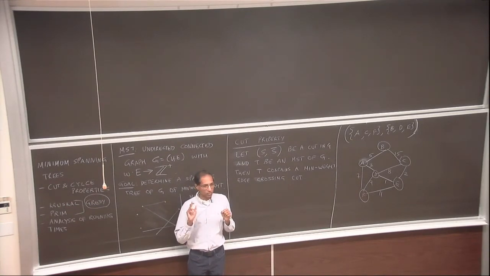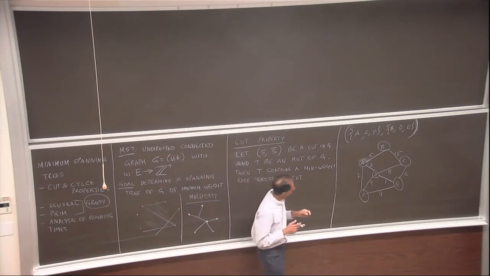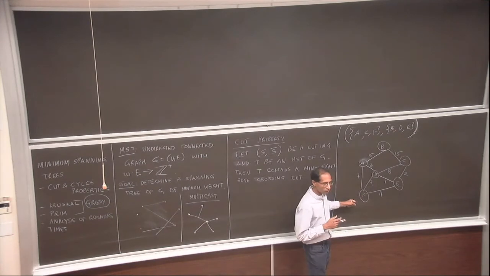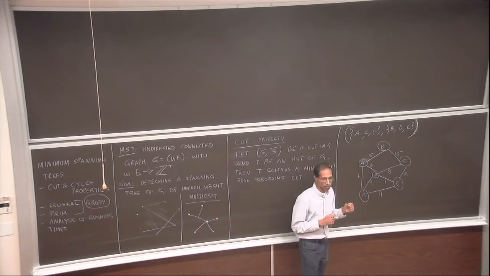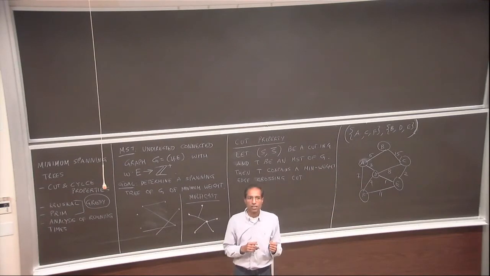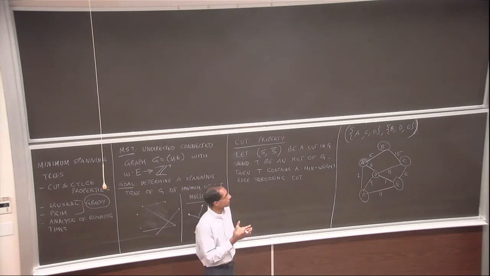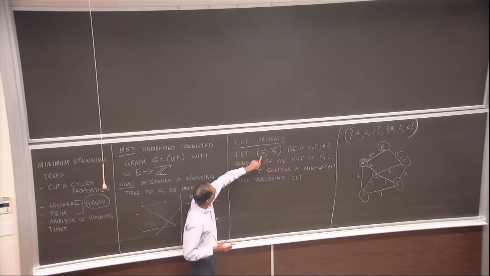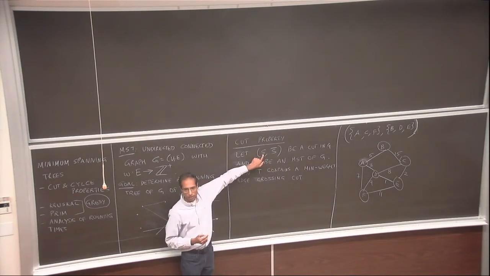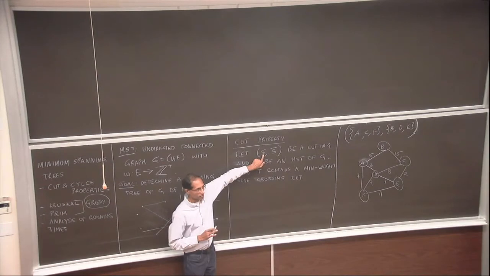N factorial is not quite true. How many different cuts are there? In this case or in general? 2 raised to n. How many different subsets of vertices can you form? Just think about it. It's not exactly 2 raised to n, we'll just confirm that.